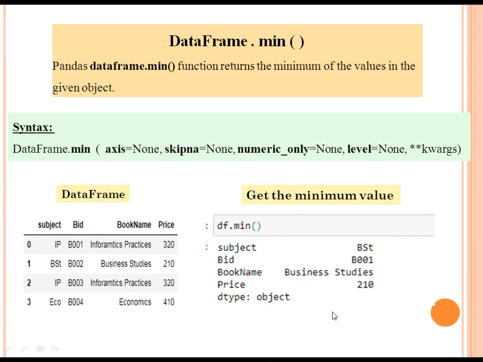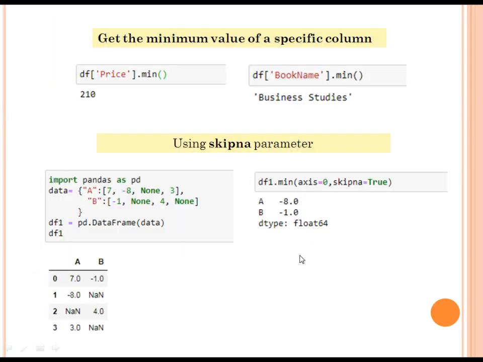df.min will show the minimum value, and by default it is axis equals to 0. Clear? Then we'll move ahead, and I have put: get the minimum value of a specific column. I have to find the minimum value of the specific column. Then I have written like this: df['price'].min(), and the answer is 210.